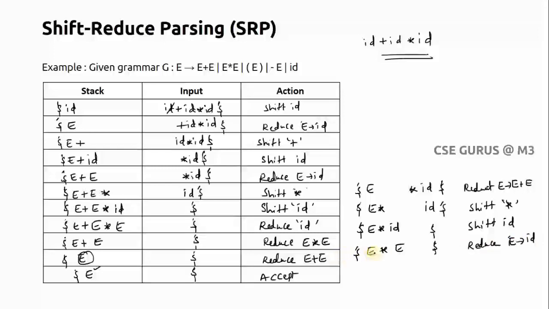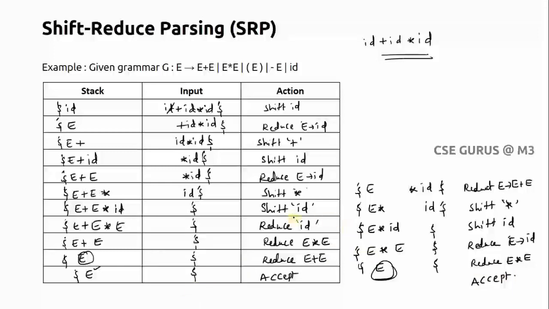E tends to ID. Now what is E star E? Can I reduce? Yes, E star E as E. You can reduce, and finally I reduced, and finally E star E reduced, and finally I got this one. Finally I can say accept. That's right. So like this we can get the answer.